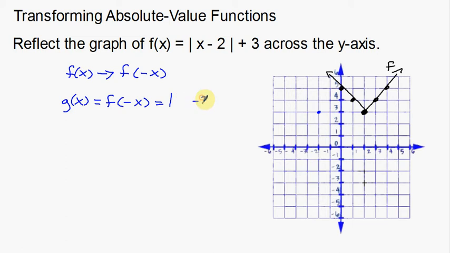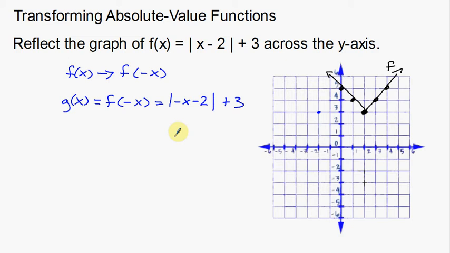So minus 2 plus 3. Now notice I wrote everything out first, but I left the x out. Again, instead of writing an x, I'm going to write it with a negative x. So I'm going to put a negative x in here. It changes from an x to a negative x.